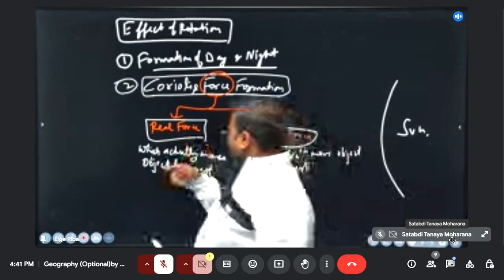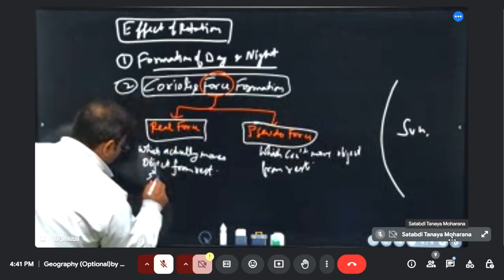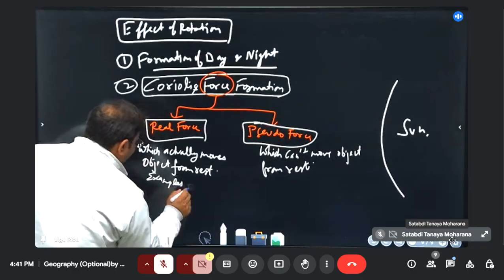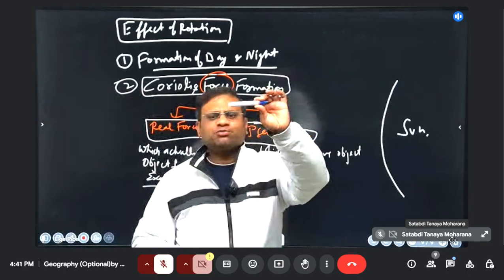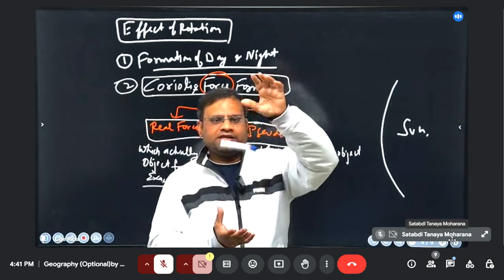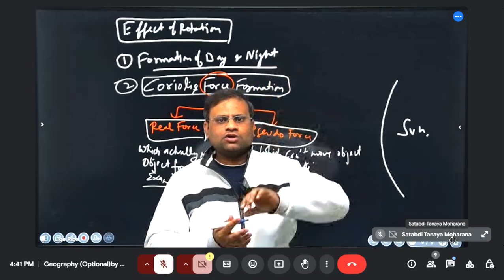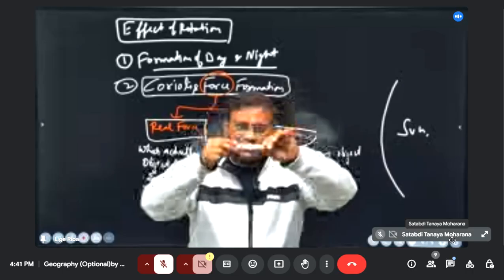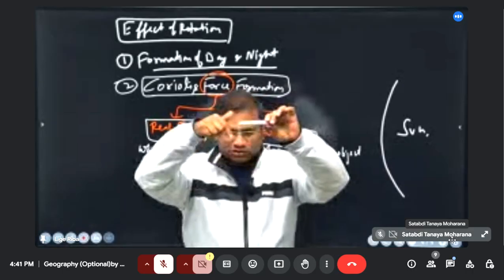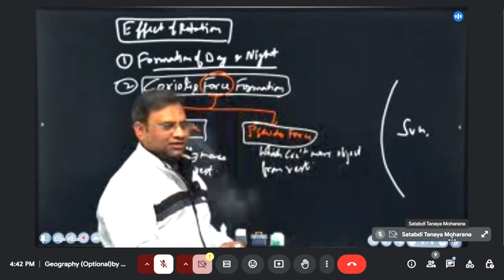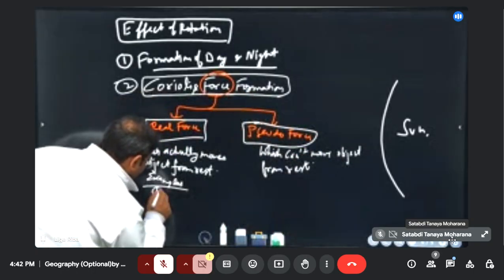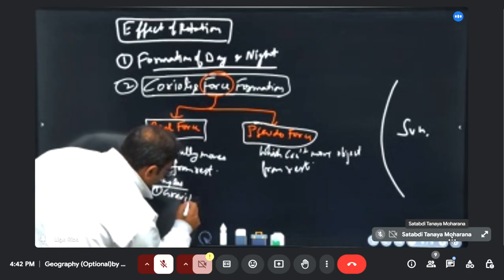So there are examples of real force. See how many examples? Three examples. Like what is the position of this pen? Is it at rest? I leave it, it moves. So there is a force which moves it from rest. What is that force? Gravity, the downward force. So one example is gravity, which is a real force.